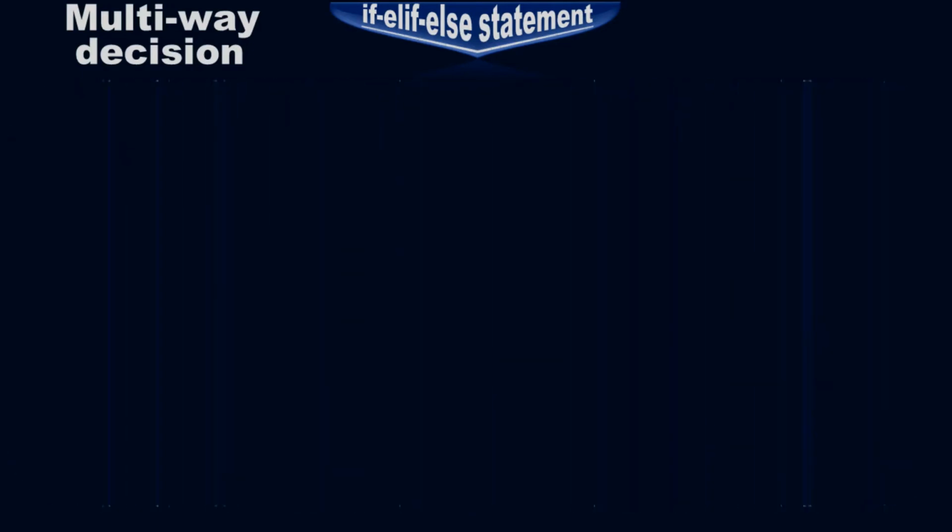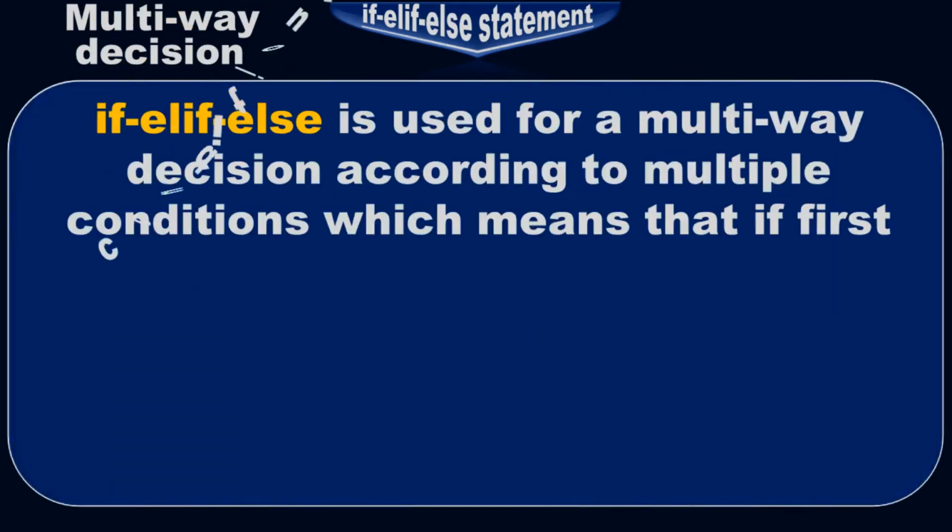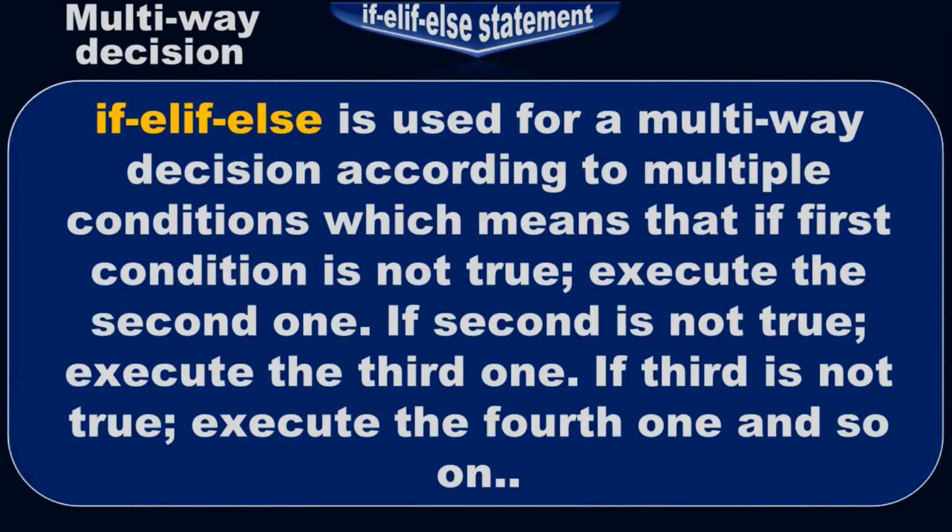Let me explain here. If-elif-else is used for a multi-way decision according to multiple conditions, which means that if the first condition is not true, execute the second one. If the second is not true, execute the third one. If the third is not true, execute the fourth one, and so on. Look, it is pretty much clear from its name, multi-way decision, which means that we have multiple options to take the decision. The if-elif-else statement is a multi-way decision procedure.